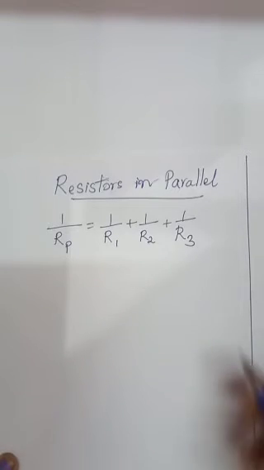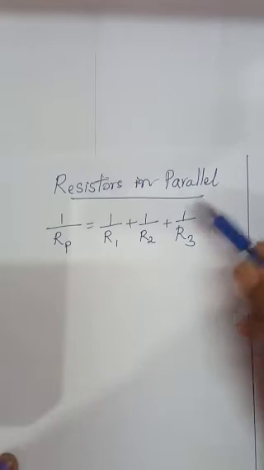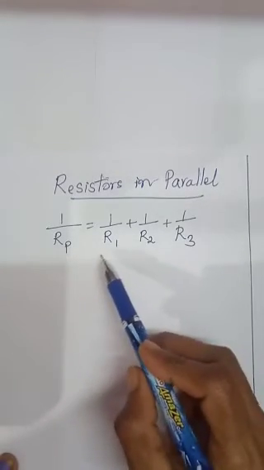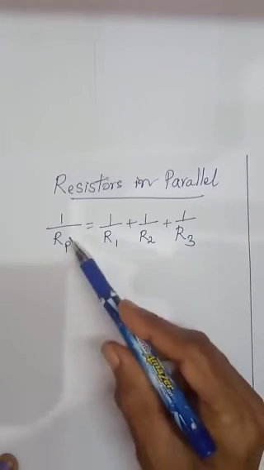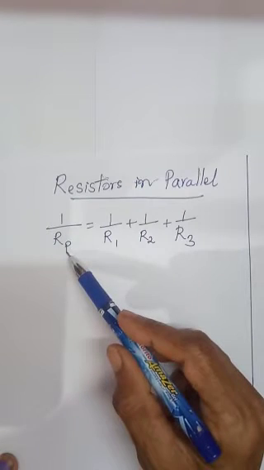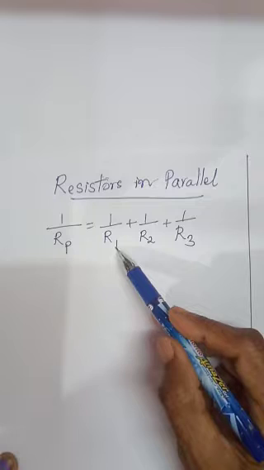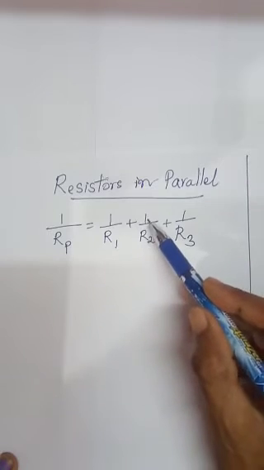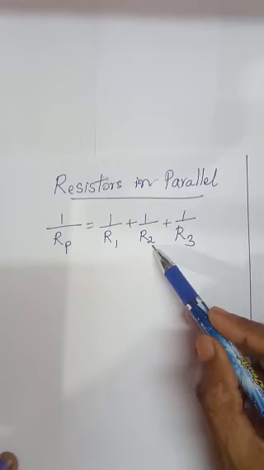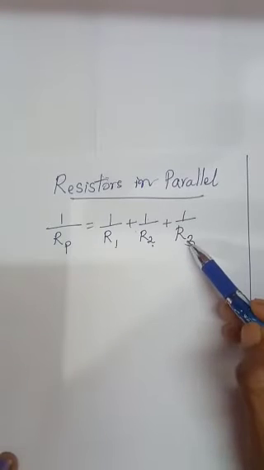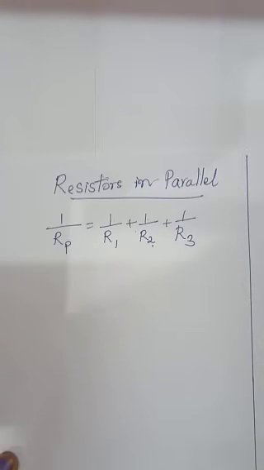When a system of resistors are connected in parallel, then the total resistance is calculated using the formula 1 by Rp is equal to 1 by R1, resistance of the first resistor, plus 1 by R2, resistance of the second resistor, plus 1 by R3, resistance of the third resistor.